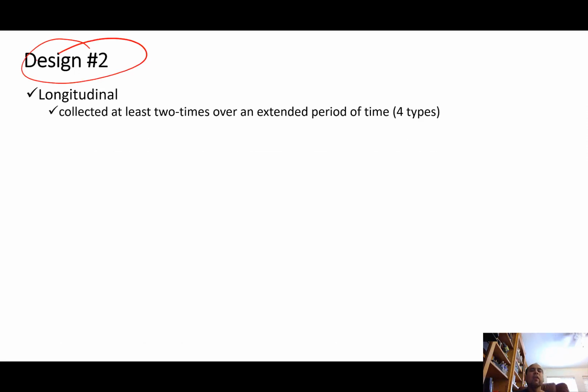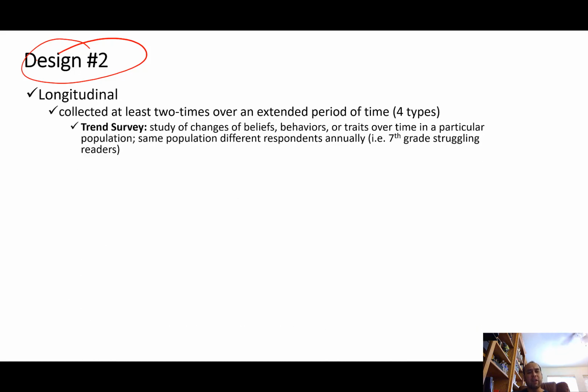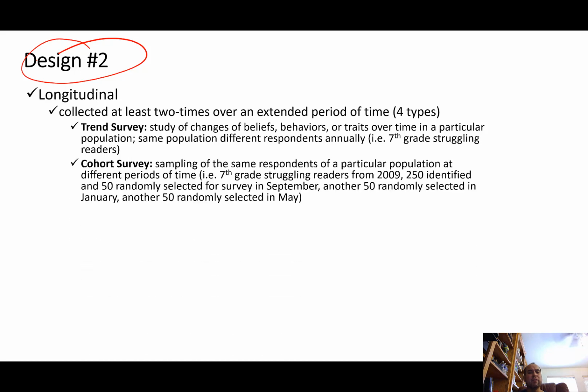Design 2 is called longitudinal studies, and this involves collecting data at least at 2 periods in time in order to be considered officially a longitudinal study. You have trend surveys, where you're studying change of beliefs, behaviors, essentially constructs of one particular population over two points in time. It could be at the beginning of the semester and at the end of the semester if you're studying, for example, 7th grade struggling readers.